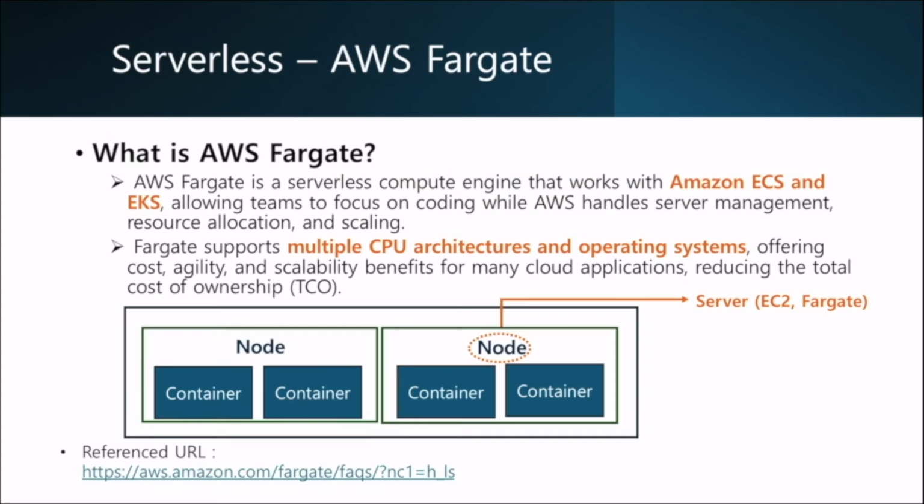What is AWS Fargate? Well, AWS Fargate is a serverless compute engine that works with Amazon ECS and EKS, allowing teams to really focus on coding while AWS handles server management, resource allocation, and scaling. Fargate supports multiple CPU architectures and operating systems, offering cost, agility, and scalability benefits for many cloud applications, reducing the total cost of ownership, also known as TCO. You can see that the reference graphic has two nodes, which both contain two containers. A node is also known as a server, either EC2 or Fargate.